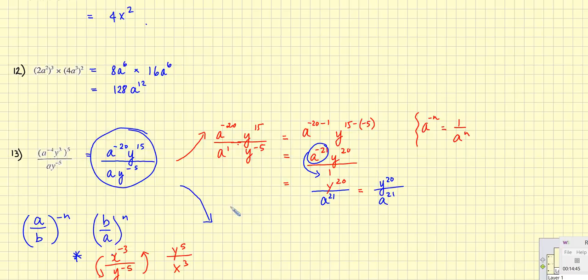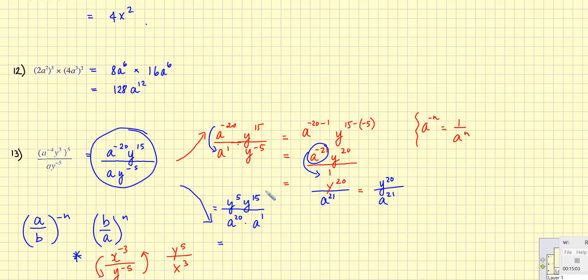I'm going to take the y to the negative 5, and I'm going to bring it up to the top, so it becomes y to the 5th, y to the 15th, over, and the a to the negative 20 is going to go down as a to the 20 times a to the power of 1. And there I have my answer now.